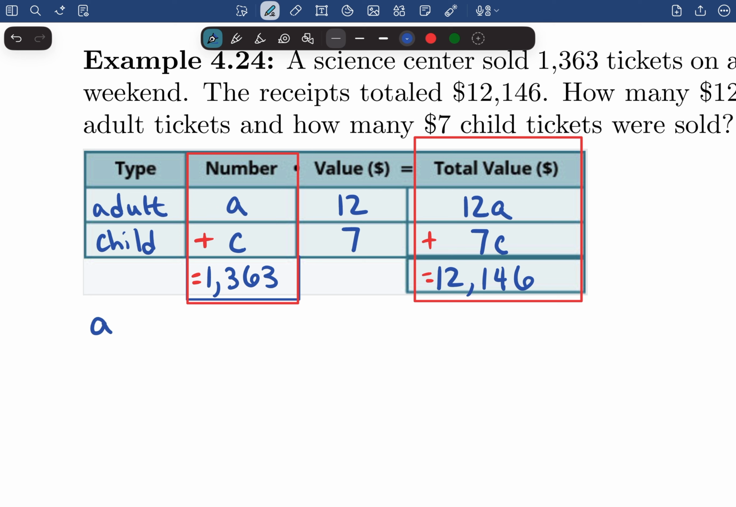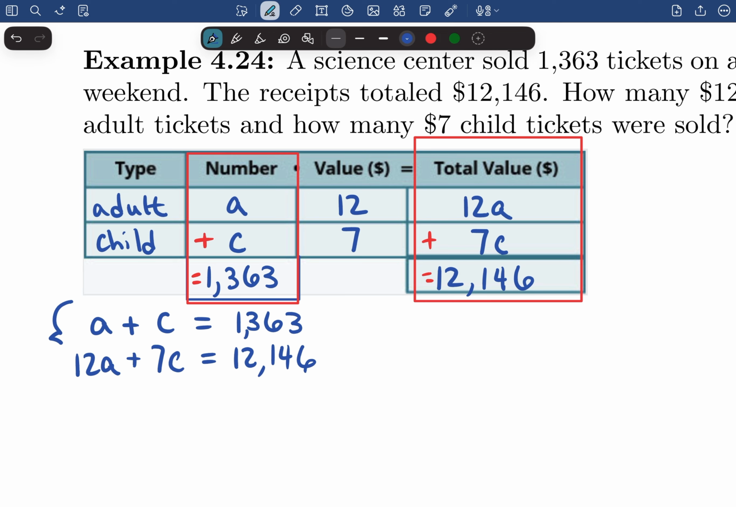So I have just found my system of equations from organizing this information. My first equation, nice and easy, A plus C equals 1,363. And my second equation, 12A plus 7C, equals 12,146. So there I have created a system. And then I ask myself, how do I want to solve this system? There are two main methods that you could use at this moment: either substitution or elimination. So perhaps you decide to use substitution.